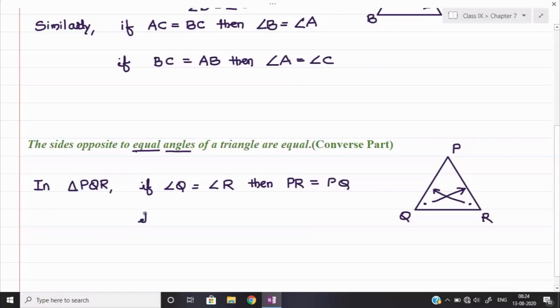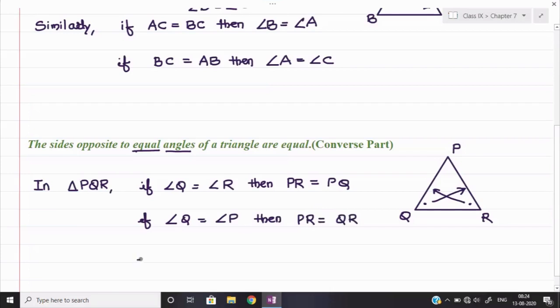In the same manner, if I say angle Q is equal to angle P, in that case, which two sides will be equal? Again, see, in front of angle Q, side PR is coming, but in front of angle P, if you see it carefully, side QR is coming.